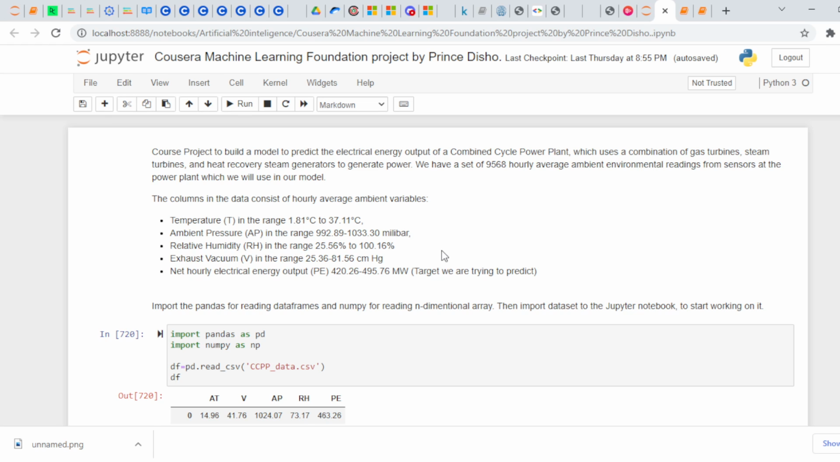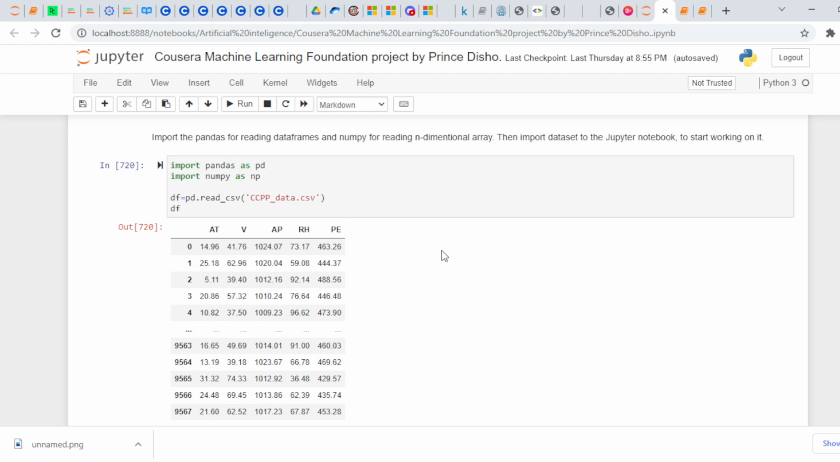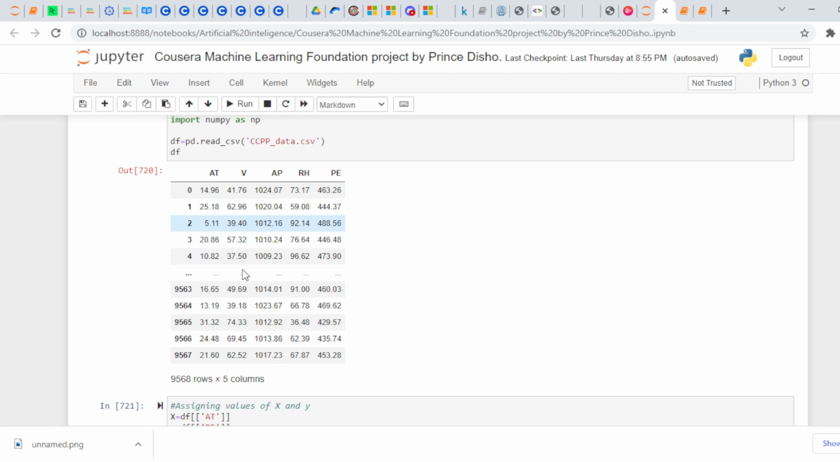So we will start by importing our pandas and numpy libraries, which help us to read the n-dimensional arrays. Then we upload our dataset into the Jupyter notebook by using pd.read_csv. This is the name of our data, and this is the dataset that we shall be using. I obtained this data from Coursera, from a machine learning project.